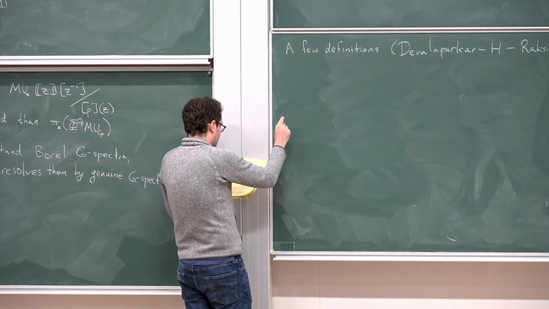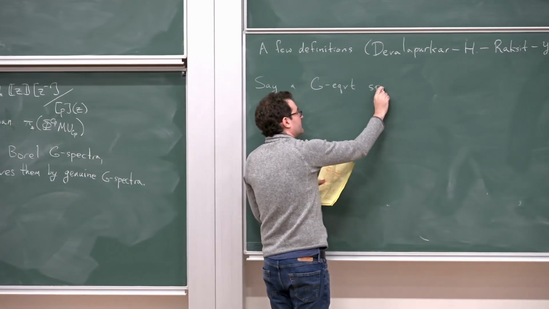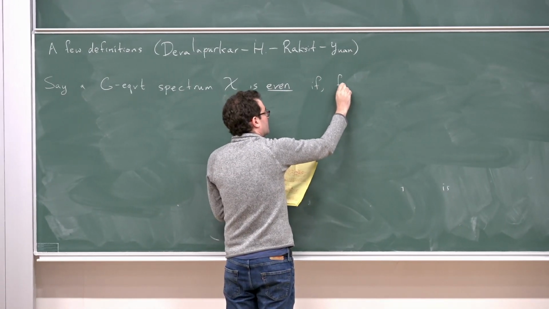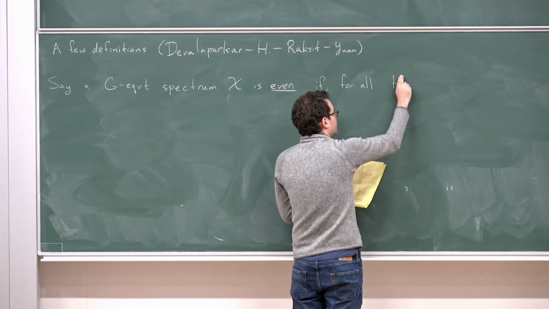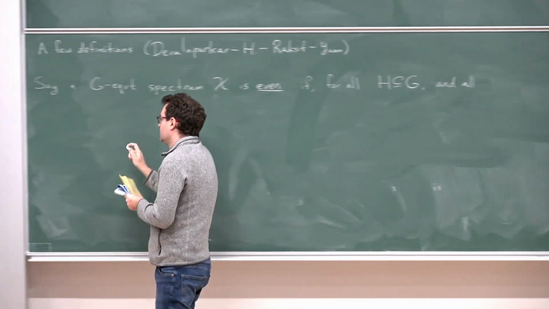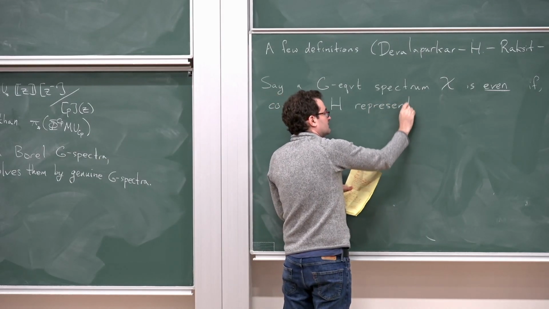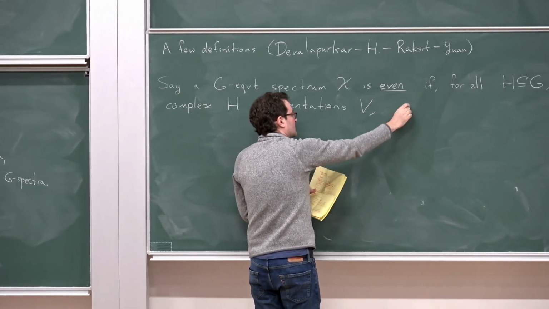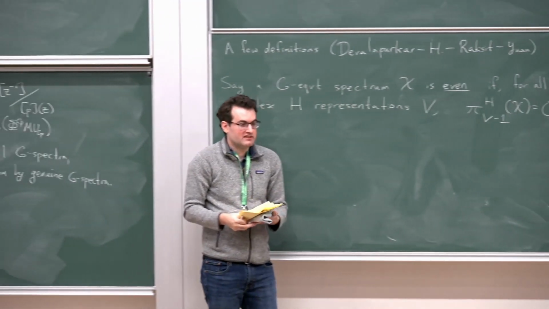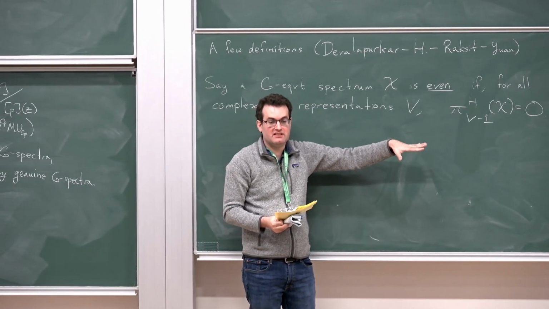Okay, let me make a few definitions. So let's say a G equivariant spectrum X is even if for all H in G, all subgroups, and all complex H representations V, I look at pi V H minus 1 of X. Okay, so this means H equivariant maps into X thought of as an H space from the one-point compactification of the representation V, but suspended once.